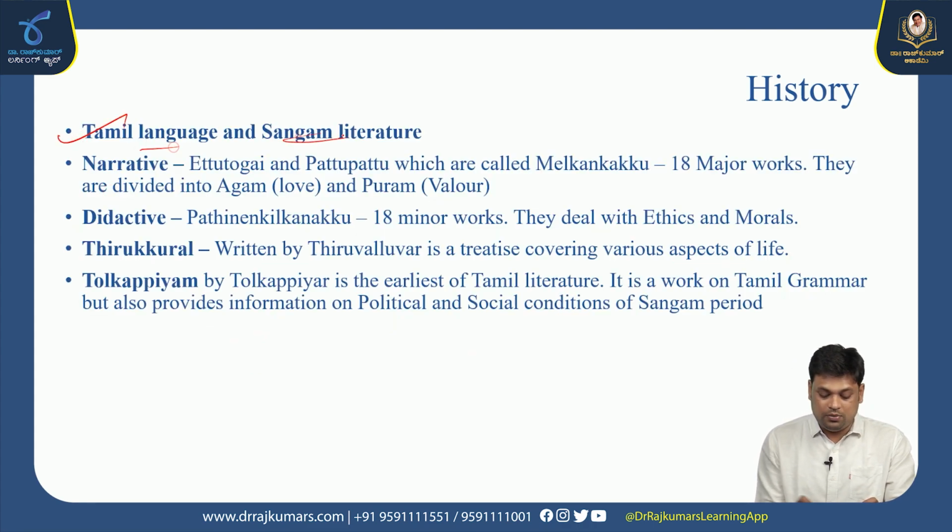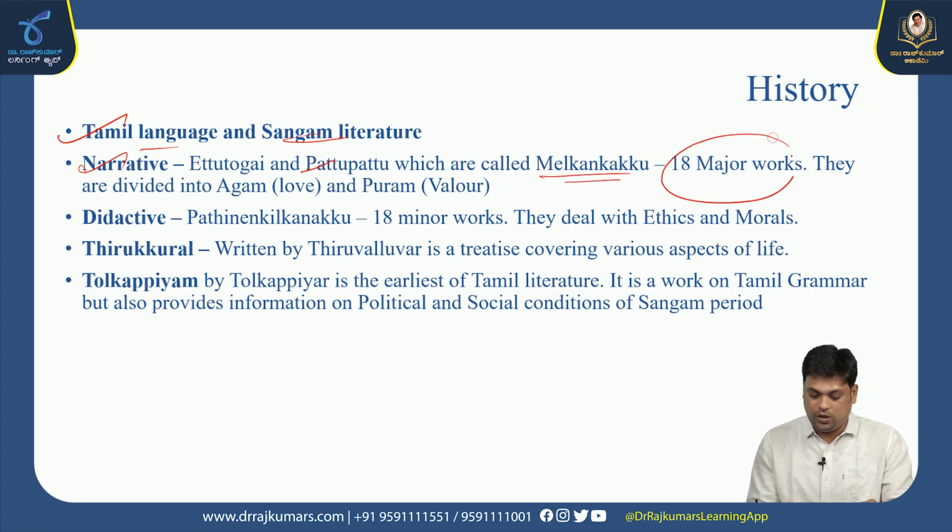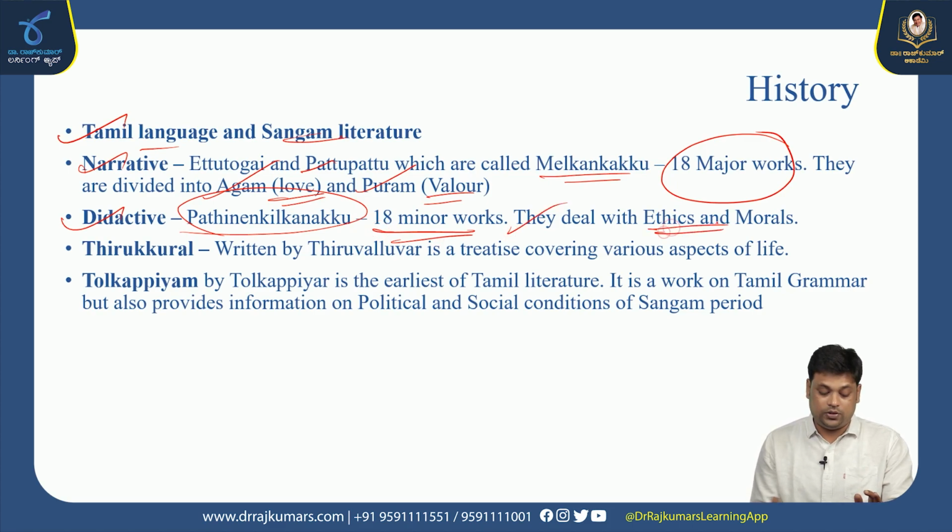Tamil language and Sangam literature. This Ettu Togai and Pattu Pattu, which are called Melkanakku, which is 18 major works, are divided into two parts, that is Agam and Puram. Agam means love, Puram means valor. Then 18 Keelkanakku, that is 18 minor works, deal with ethical and moral values.